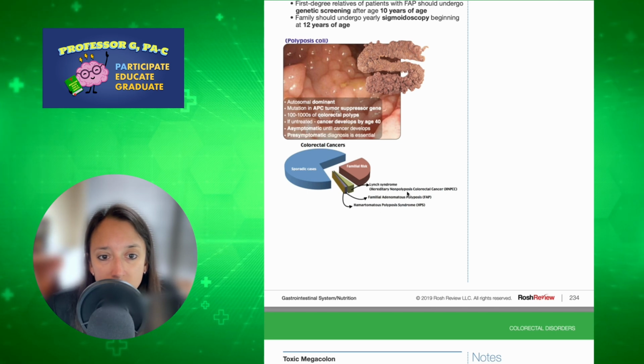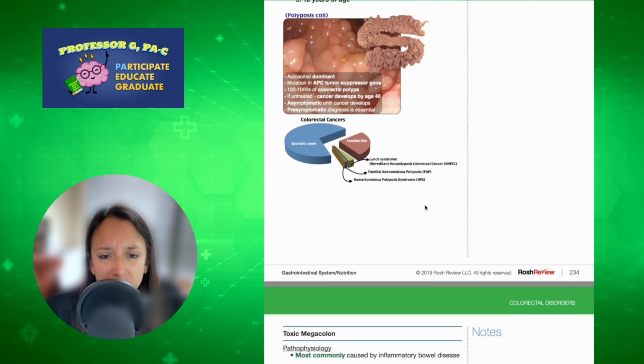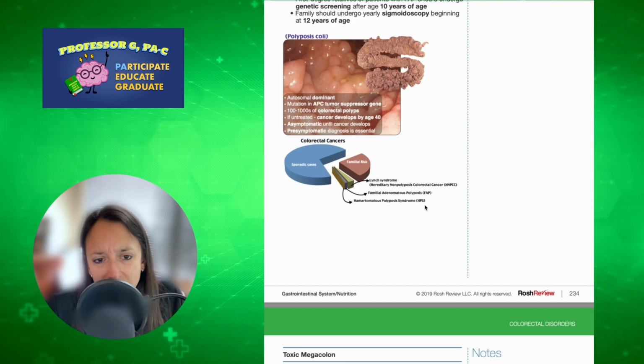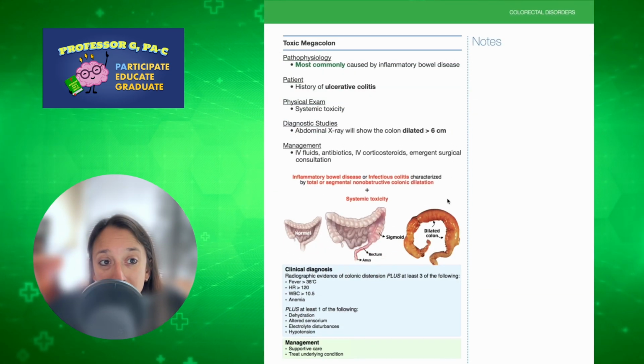And we have the Lynch syndrome and other things that we should be familiar with, but I've never seen them tested really in depth. All right, on to toxic megacolon.